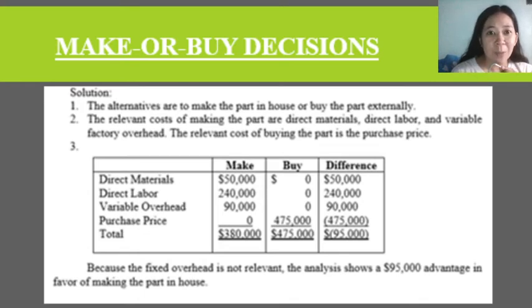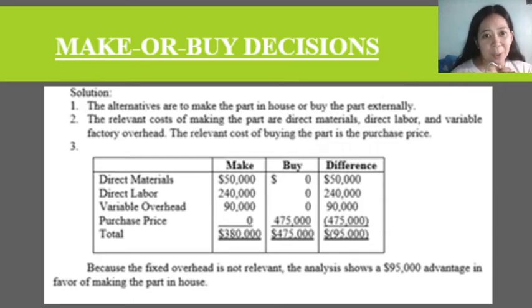So therefore, it includes direct materials, direct labor, and variable factory overhead. So this is the relevant cost for making the part. The relevant cost on the buying option, on the other hand, is of course its purchase price. That is the only relevant cost that is present. So again, these are our relevant costs for the make or buy decision.